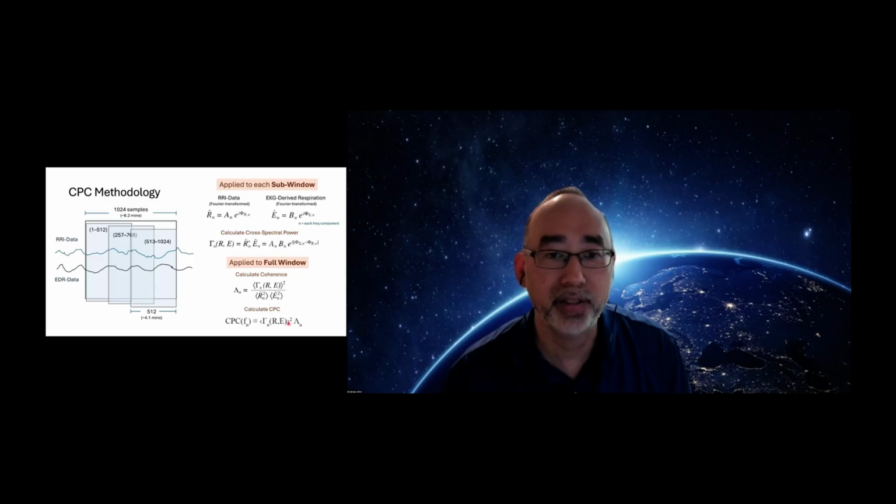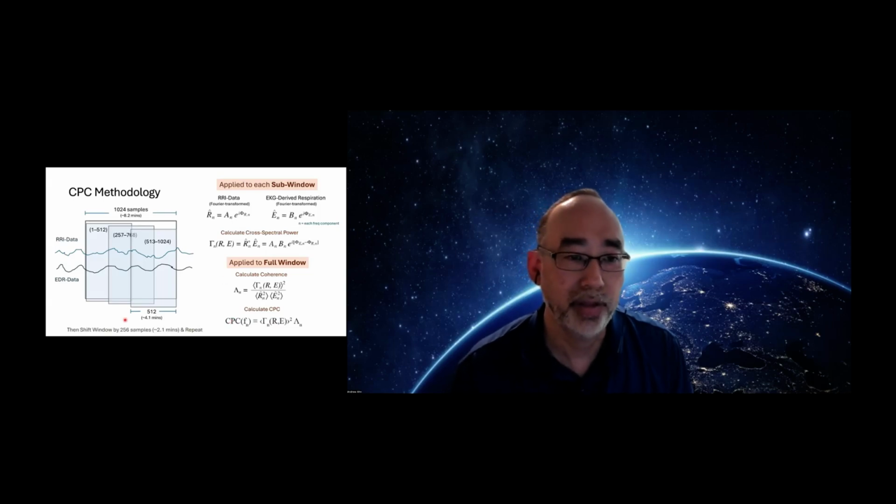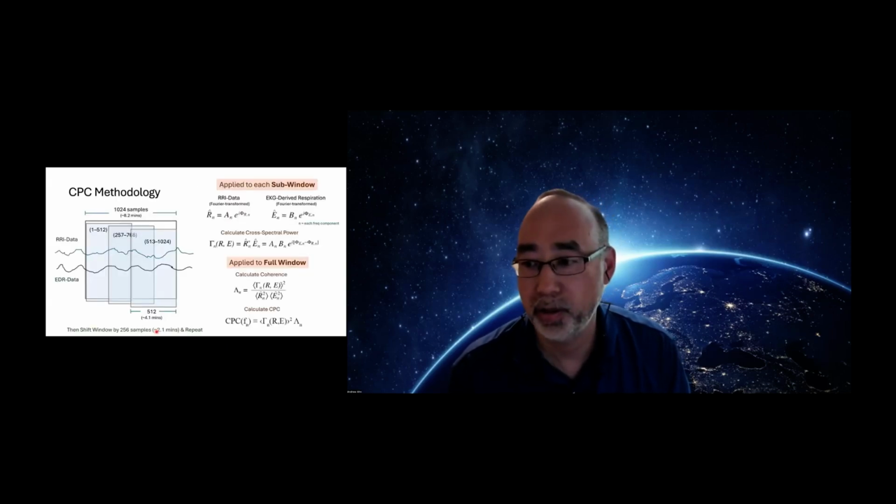And then you calculate the CPC. So this one calculates the phase coherence. This is the amplitude. And then you get the CPC. And then you shift the window by 2.1 minutes, and then you repeat it. And that's how you get the values that you get on the CPC reports.